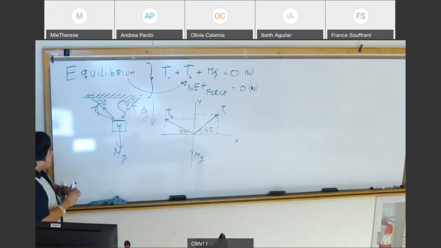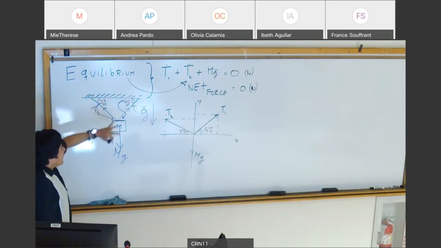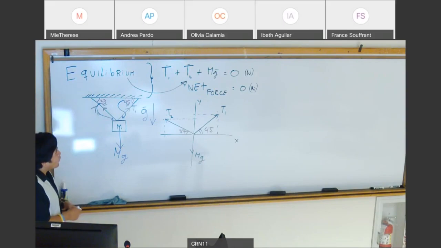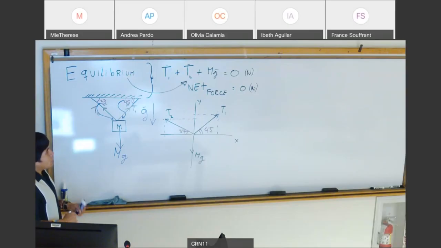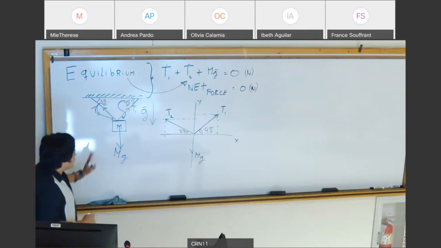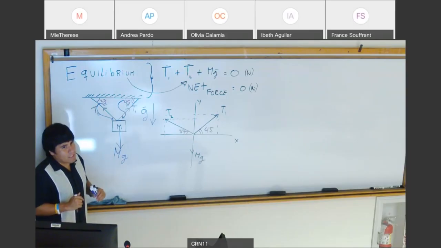So it's a very nice example to show you forces diagram, equilibrium, and how we use Newton's laws, because the one that we use there is the first law. The body will remain in equilibrium, unless the net force, unless for example I push it, right? Then the object will start to accelerate.